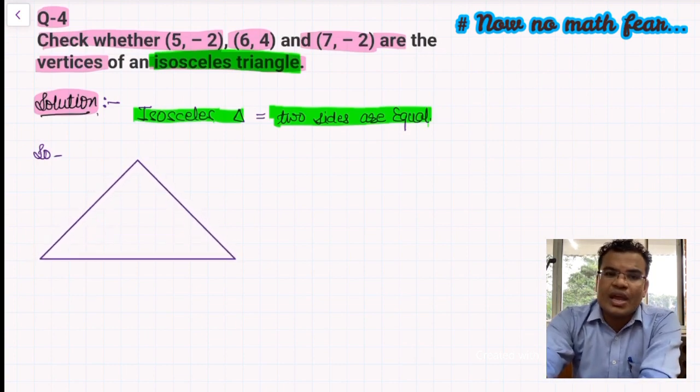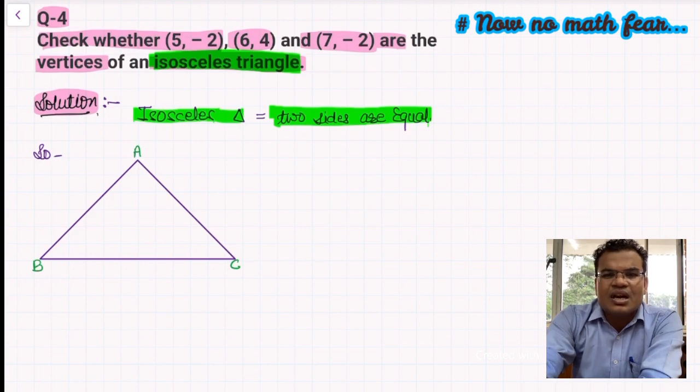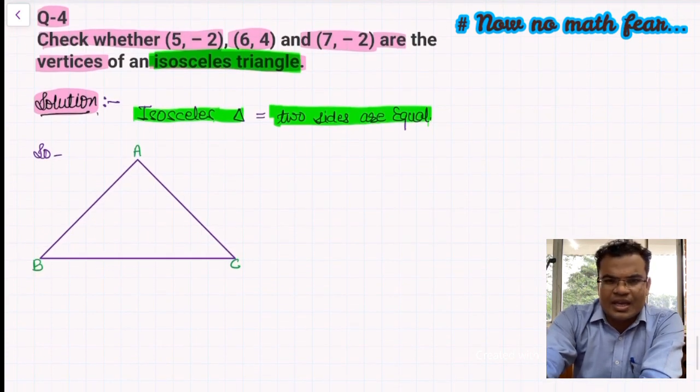After this, we have to draw this isosceles triangle. Put the values of the vertices ABC. A is 5 comma minus 2.